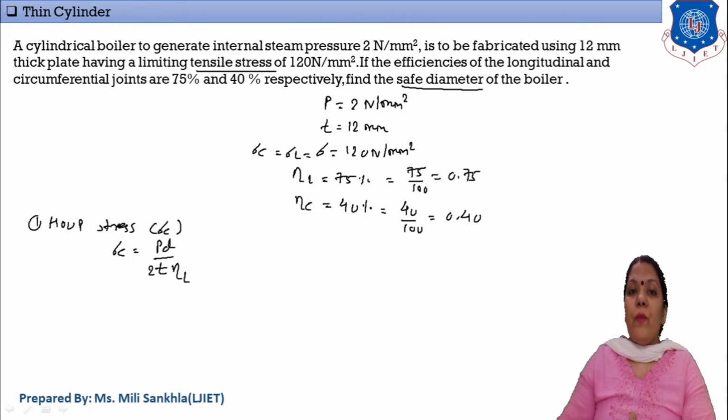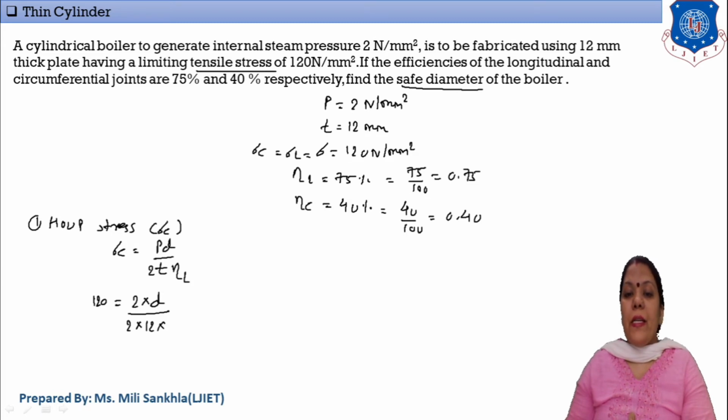Okay, now one by one put the value. Sigma C is given 120, then pressure P is given 2, diameter is unknown here, and thickness T is given 12, and eta L, the value of this eta L is given 0.75. Now here we find out diameter D.